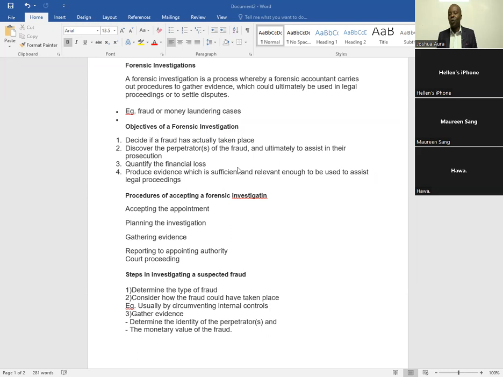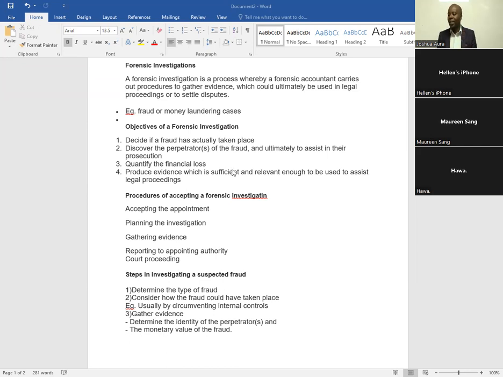Number three, to quantify the financial loss. If you are a forensic investigator, at the end of the day, you don't just tell us that there was fraud, that Mr. So-and-so was involved. You have to tell us, fine, this payroll fraud scheme has been happening, and up to date, we suspect that you've lost over 30 million Kenya shillings. So you must be able to quantify the financial loss.